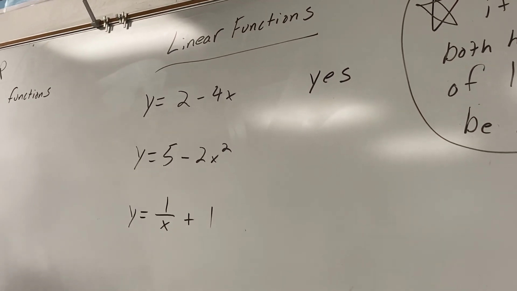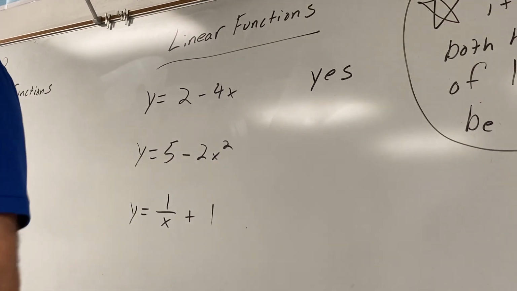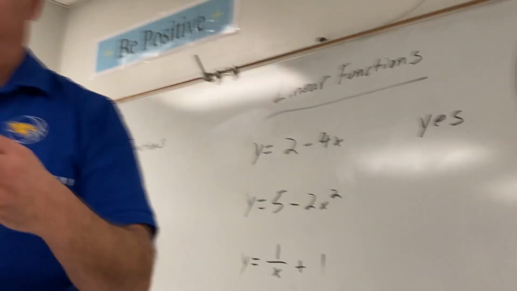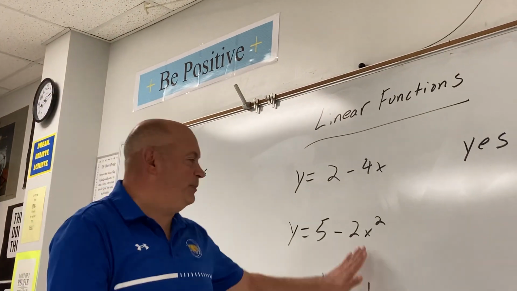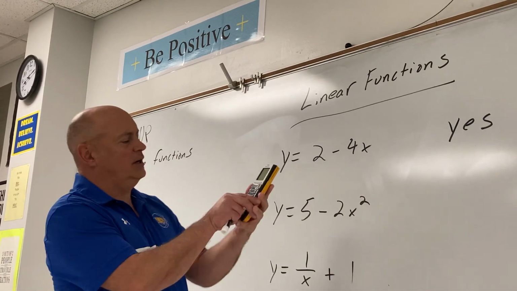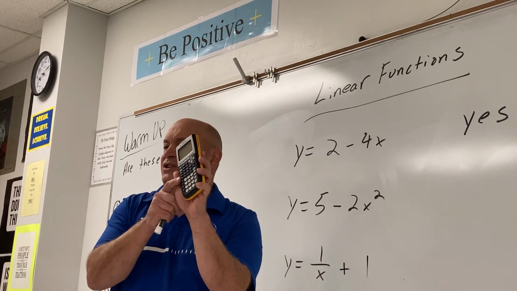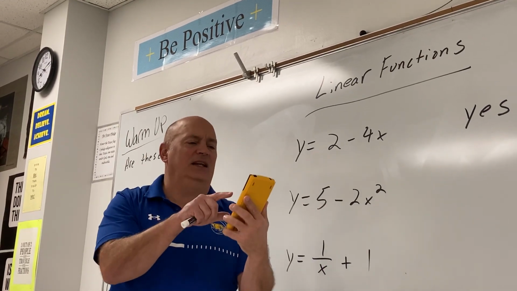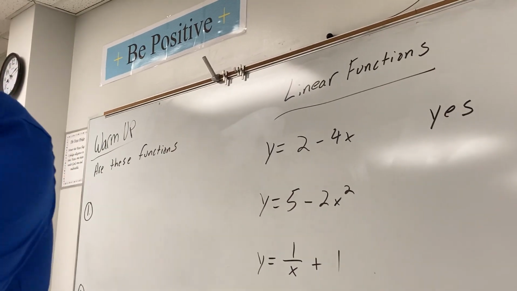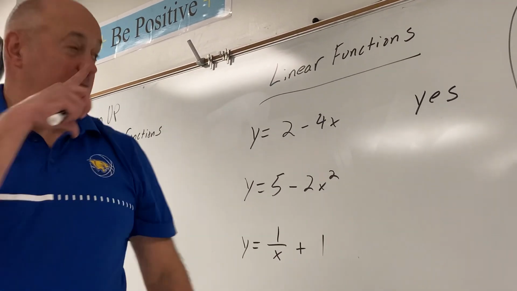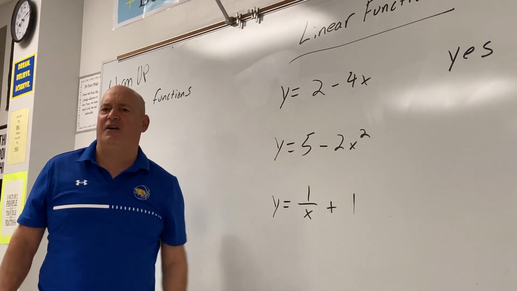Type in the second equation, clear the first one. Now, the square button is on the left side. So once you get ready to type in x squared, you're going to need to go right here and hit the little button that says x squared. So type in your x and then hit square. See the 2 pop up? There you go. So type in 5 minus 2x squared. Go ahead and hit graph.